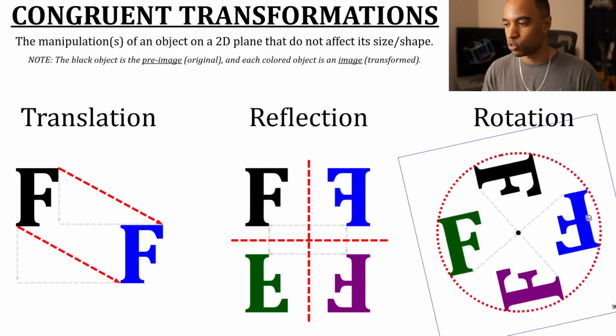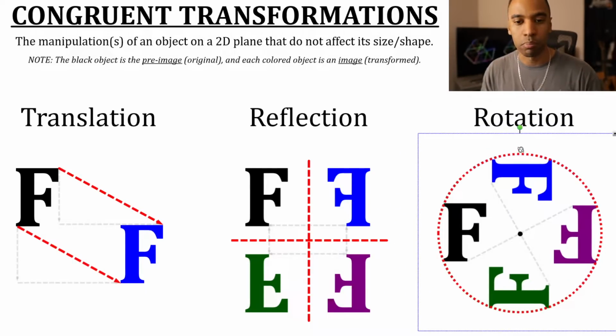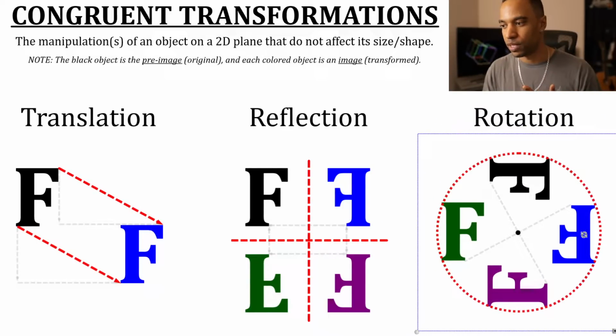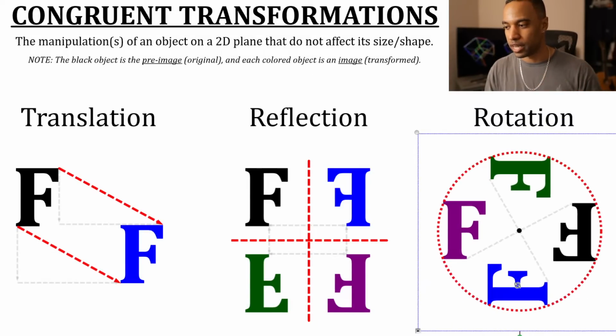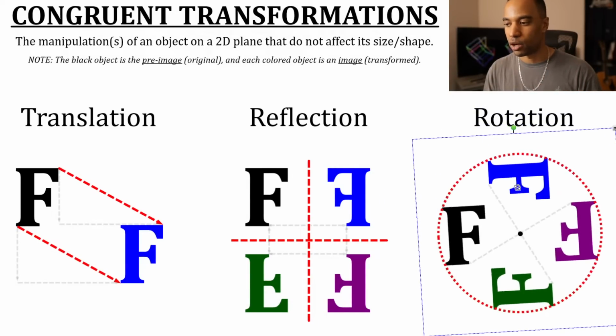I can take this object and rotate it like that, and look how black starts right here, and watch it end up where blue is right now. Look at where blue is right now, and now look at where black ends up. I rotated this thing 90 degrees clockwise, and it ends up where blue is. And I can rotate it again another 90, and another 90, etc. I can just keep going around like that.